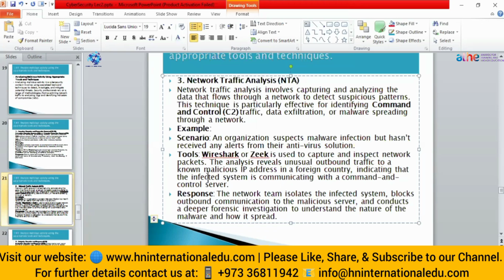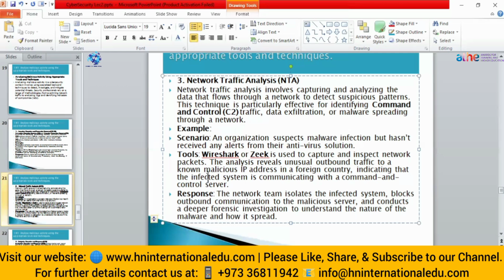Means it is coming from a different location just because of VPN, but its original location is somewhere else. That can be a different kind of pattern. So in network traffic analysis, they try to observe such kinds of patterns. This technique is effective for identifying the command and control traffic, where they are providing the command and want some kind of control in that.